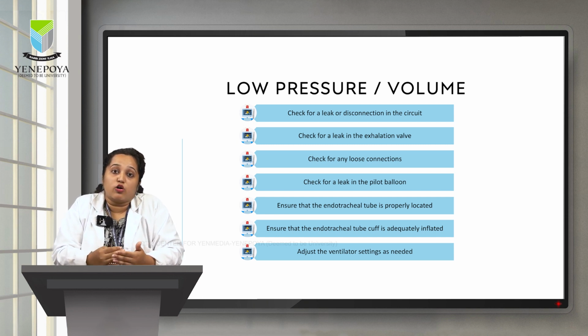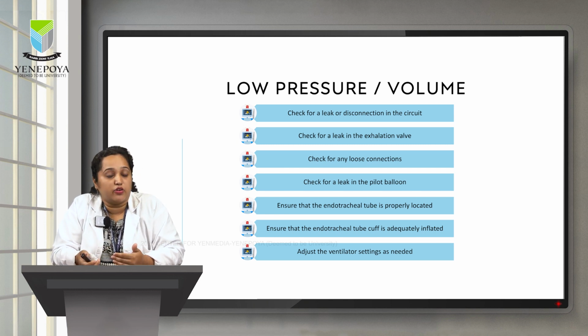Now low volume could also be because the patient's demand is higher than what you are giving. So in such cases you need to change the ventilator settings and meet the demand of the patient.